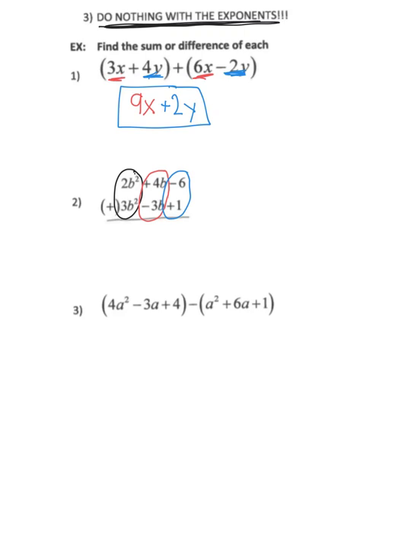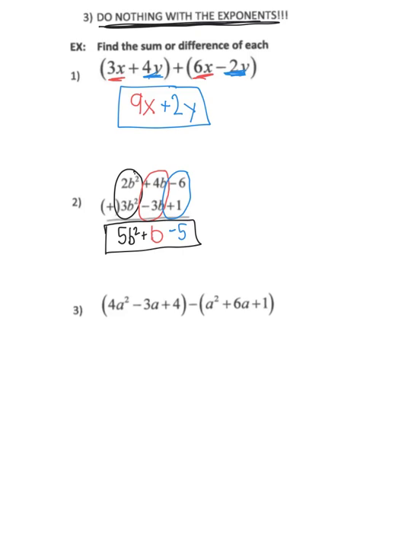So here, negative 6 plus 1 gives me negative 5. 4b plus a negative 3b gives me 1b. And then finally, 2b squared plus 3b squared gives me 5b squared. And this is my final answer. Notice I'm not changing any exponents, leaving all my exponents the same. I'm just adding my like terms together.